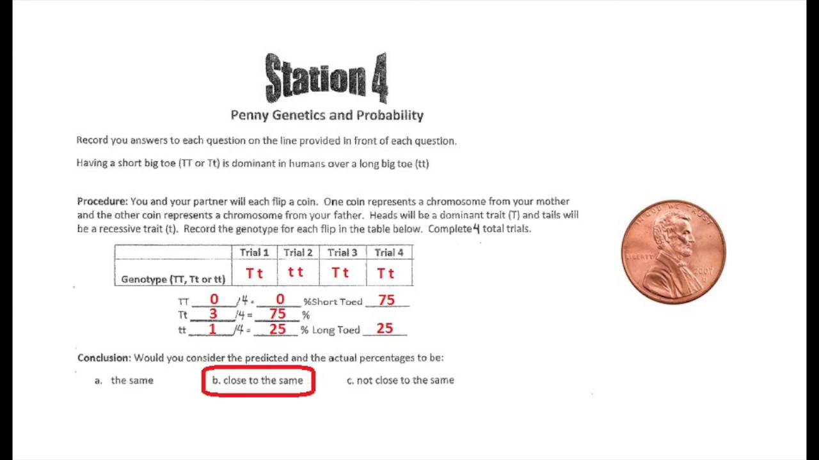And then here, this is my coin flip. Yours may look different. I didn't have any that were capital T, capital T. I had 3 that were capital T, lowercase t, and I had 1 that was lowercase t, lowercase t. So my results came out at 75 for short toe and 25 for long toe, which is the same as the other example. So actually, I should have chosen A.